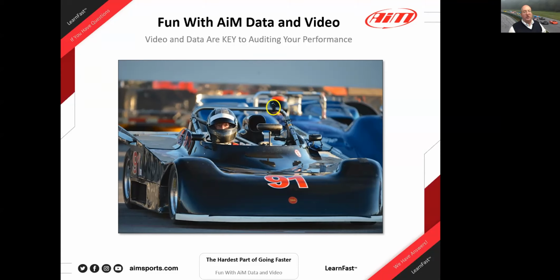So the final photograph here is me on the grid at Circuit of the Americas in Austin, Texas, in front of a whole bunch of Can-Am cars with my 150 horsepower Sports 2000. I love these old cars. My car is a 40-year-old English car called a Tiga. It was put together by Tim Schenken and Howden Ganley.